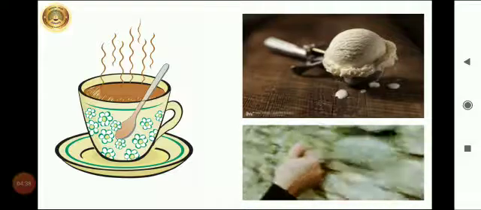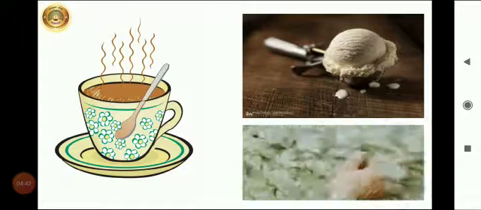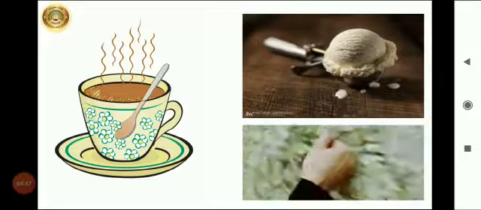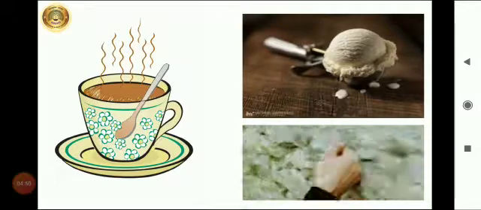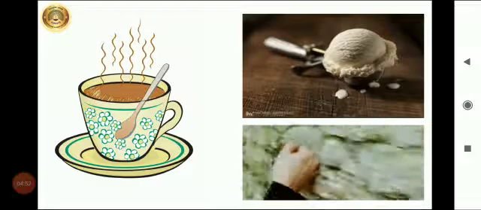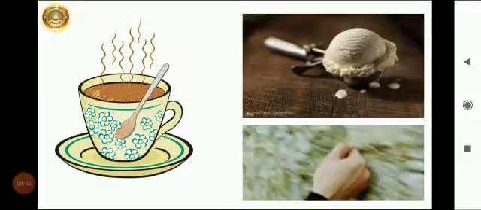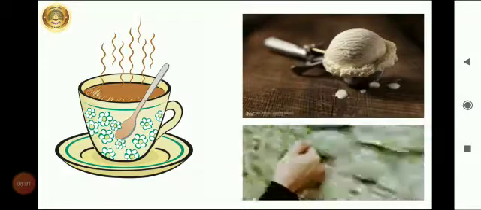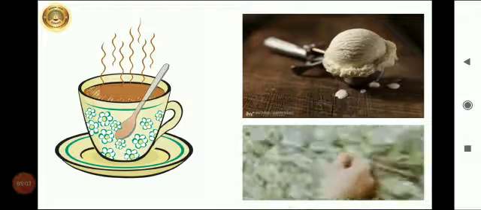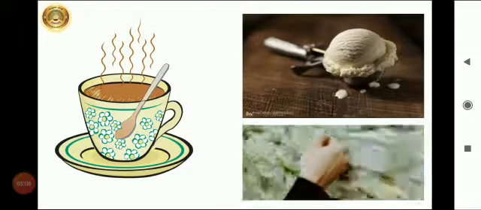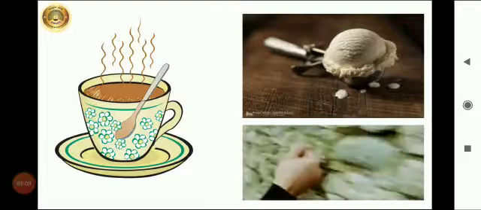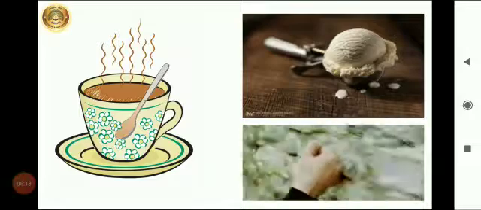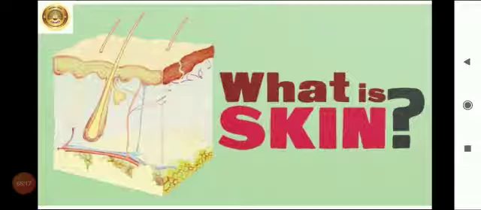Here you can see the pictures. What can you see? Hot tea, chilled ice cream and a rough surface. Which organ of your body helps to sense all these? Right. When you touch the cup, you feel the heat. When you touch the ice cream, you feel that it is cold or chilled. And when you touch a surface, you will understand whether it is rough or smooth. So it is the skin. What is skin?